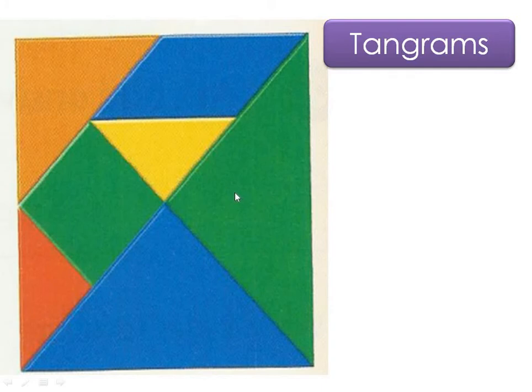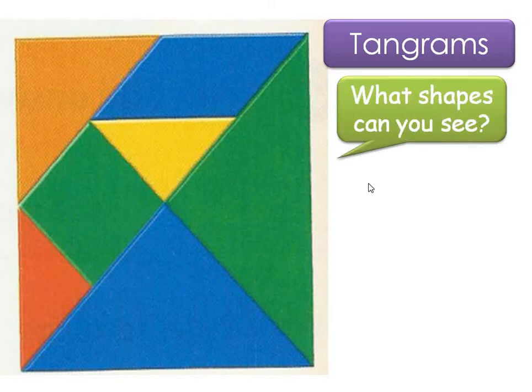Okay, now what teacher want you to do? Look at this tangram. Can you see the shapes here? Boleh murid-murid nampak apa bentuk yang dekat ataupun dalam tangram ini? What shapes can you see? Bentuk apa yang murid-murid boleh lihat? What can you see, boys and girls? We can see a triangle. Alright, we can see triangle. Not only one, but we have, okay, let us count together.